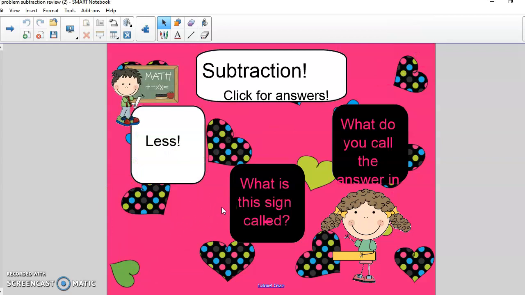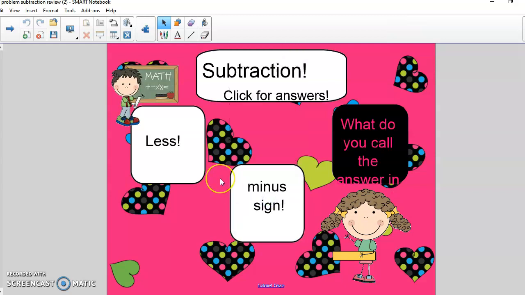What is the sign in subtraction called? We have our numbers and it might say 5 and then our symbol, 2 equals. What is that sign called or that symbol called? Good. It's called a minus. It's a minus sign. So it's not a plus sign like in addition because plus means we're putting something together. But a minus sign means we're taking something away.